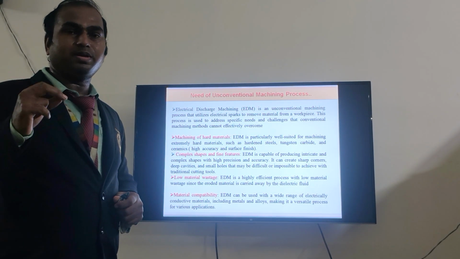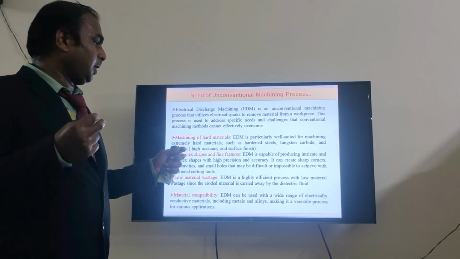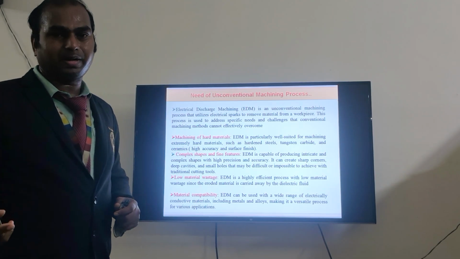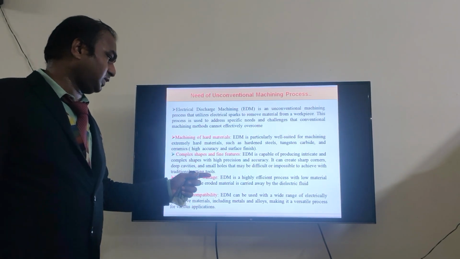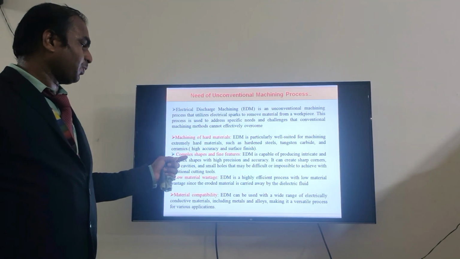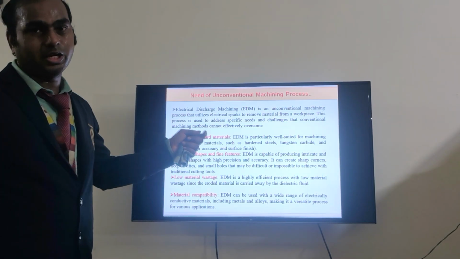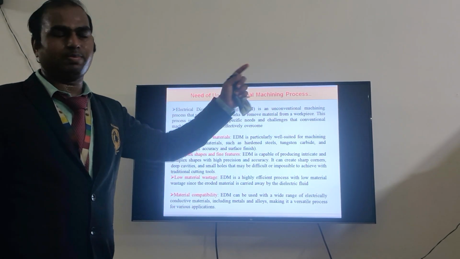Normally, in machining any complex geometry, like circular patterns, tool path patterns or geometrical hexagonal patterns, these complex shapes and fine features, including sharp corners, deep cavities and small holes, can be easily machined using this technique. So this is the basic need for using the unconventional machining process.